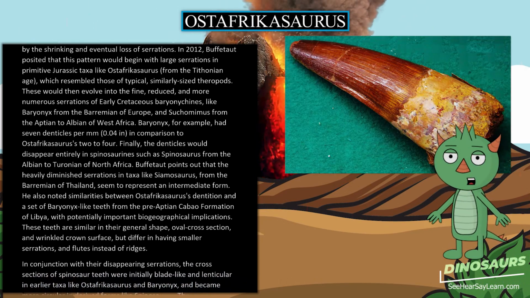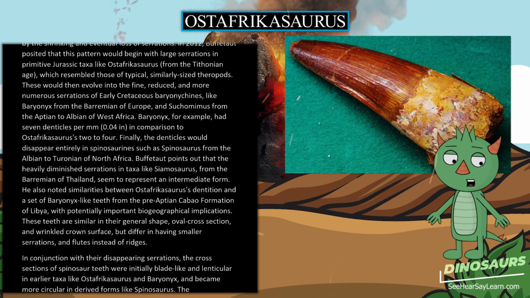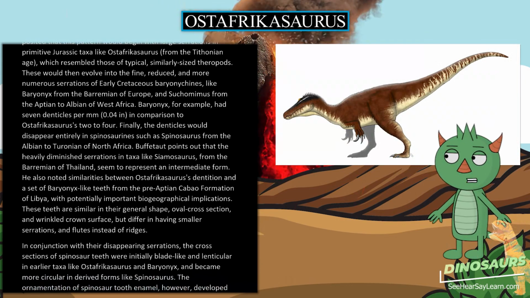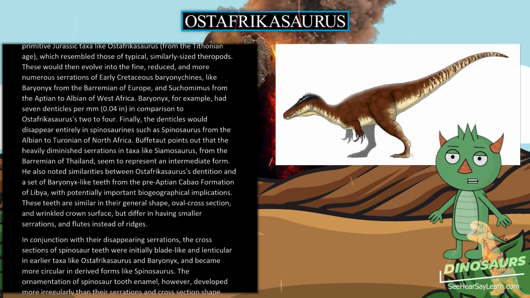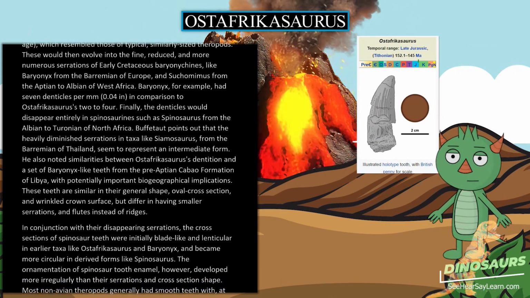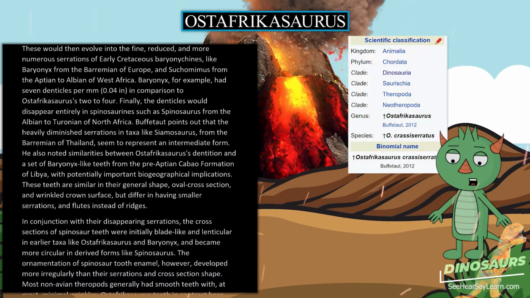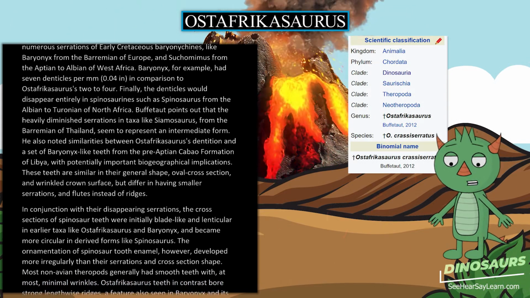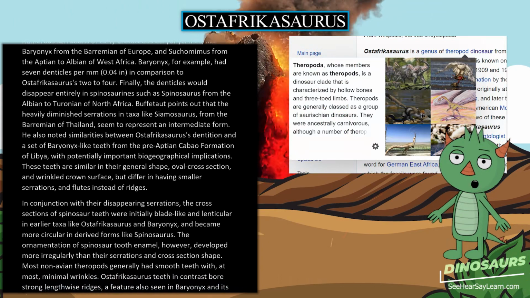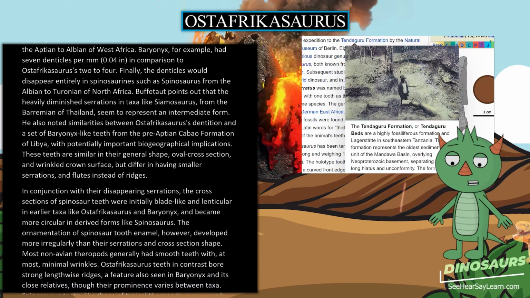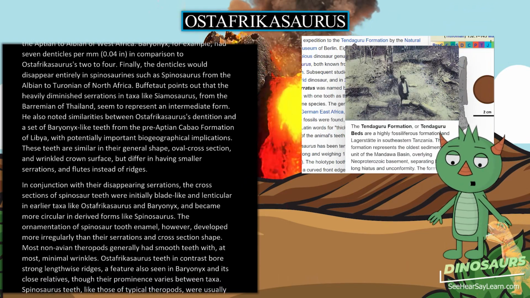Buffetaut points out that the heavily diminished serrations in taxa like Siamosaurus, from the Barremian of Thailand, seem to represent an intermediate form. He also noted similarities between Ostafrikasaurus's dentition and a set of baryonyx-like teeth from the pre-Aptian Formation of Libya, with potentially important biogeographical implications. These teeth are similar in their general shape, oval cross-section, and wrinkled crown surface, but differ in having smaller serrations, and flutes instead of ridges.